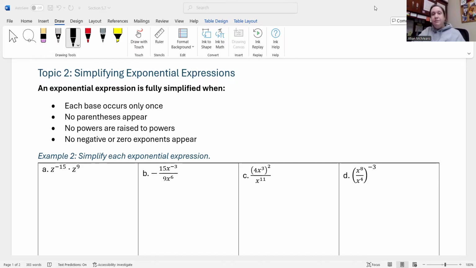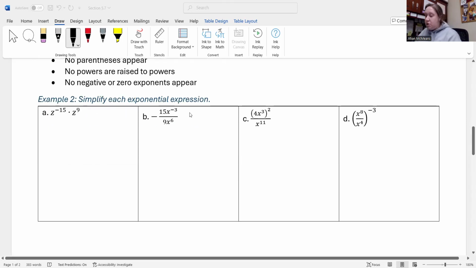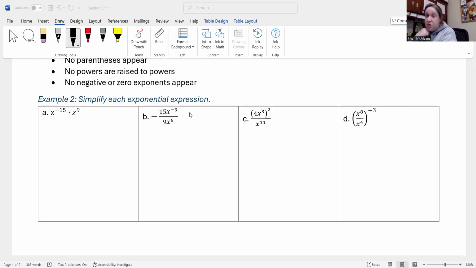Okay, so let's look at these. So first of all, example 2 just says simplify each exponential expression. So starting out with part A, we have z to the negative 15th times z to the 9th. You can do this two ways. You can write this as a quotient where you go ahead and deal with your negative exponent, or you can apply the product rule and then deal with your negative exponent. Doesn't really matter. It's the same amount of work either way.